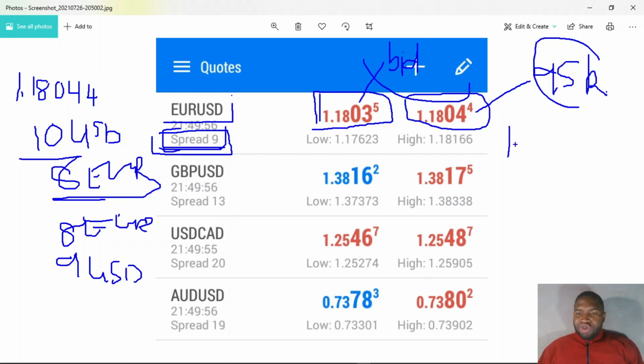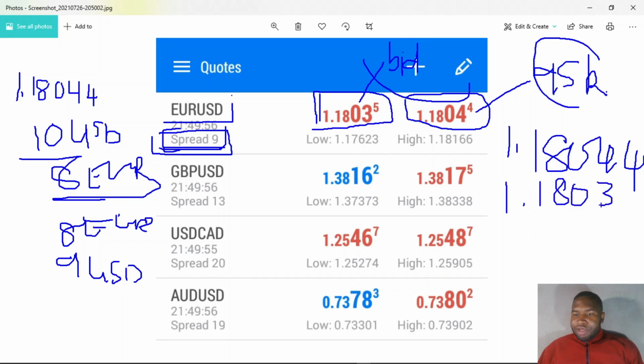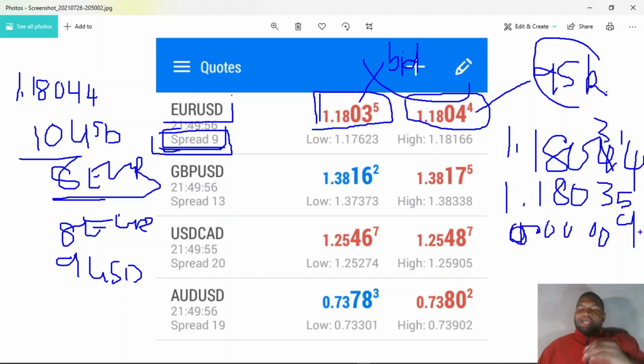So I was about to do the calculations. 1.18044 minus 1.18035. You find that 4 minus 5, it can't, so 14 minus 5 is 9. All the rest will become zeros, and it's 0.0009. Now you might say that here it says 0.00009. Why is it being said 9?